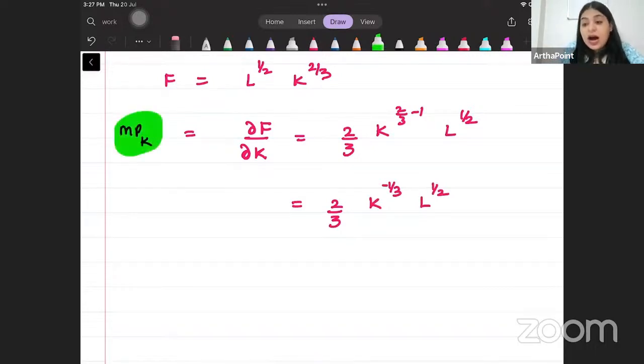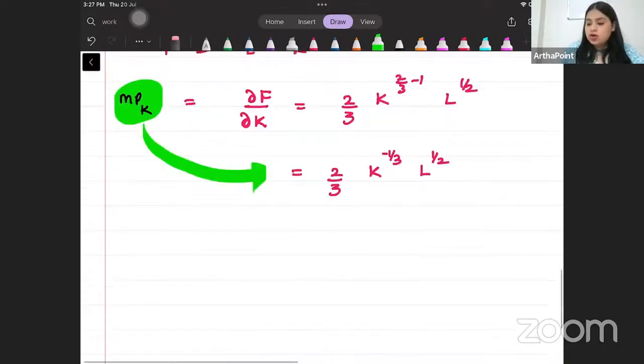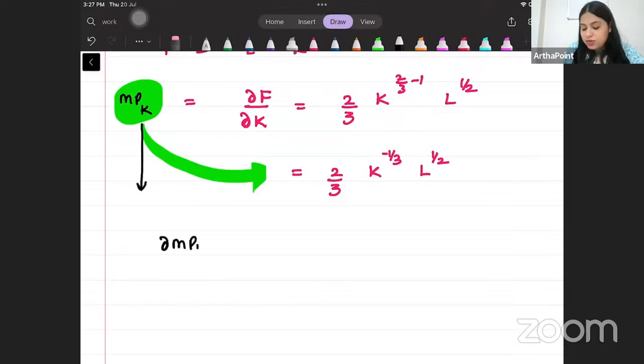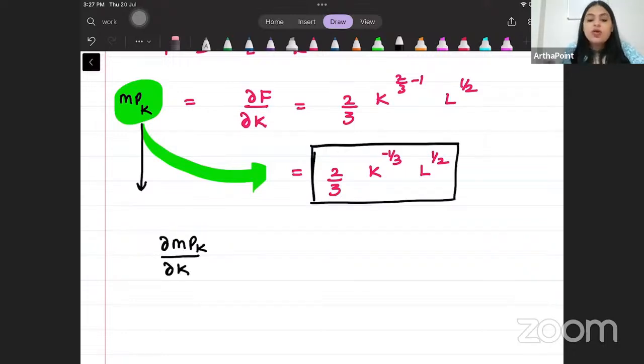ठीक है? Now I have to check जो भी marginal product आया है, whether this is diminishing or not. So in order to check if this is diminishing or not, I must differentiate this marginal product with respect to K. ये तो सिर्फ marginal product है ना? Now if I differentiate it, only then I will know whether it is diminishing or not. So in order to check whether this is diminishing or not, you differentiate this with respect to K again. So what will happen, beta?